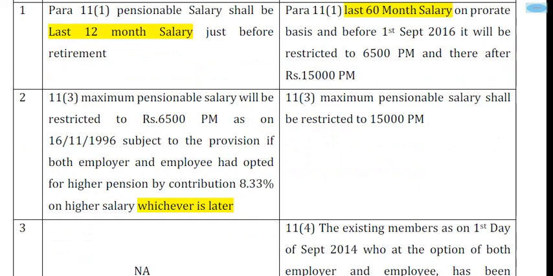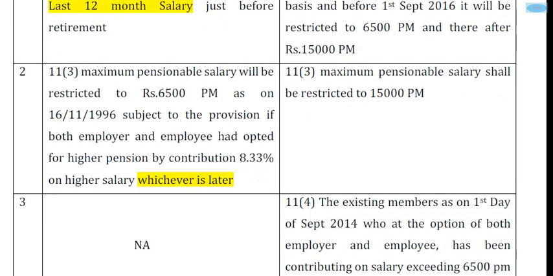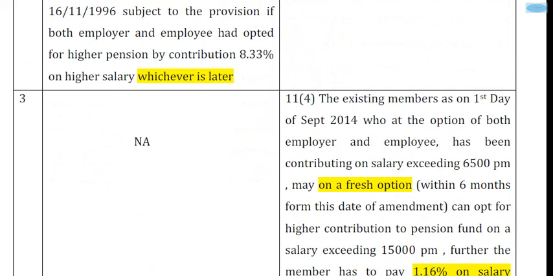What is that? The maximum pensionable salary was restricted to 6,500 rupees as of 1996. This is the important one. Subject to the provision we said the employer and employee can contribute over and above the ceiling was there. That was removed. You can see here, the maximum pensionable salary shall be restricted to only 15,000 rupees. Then a new clause was introduced.